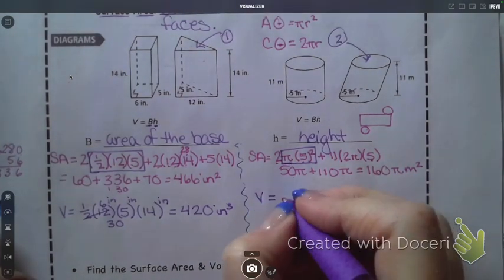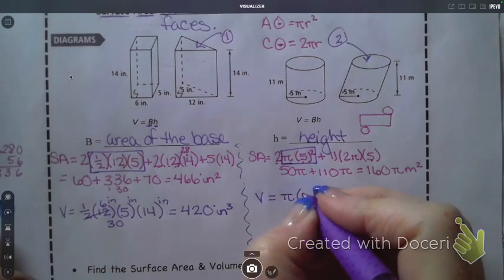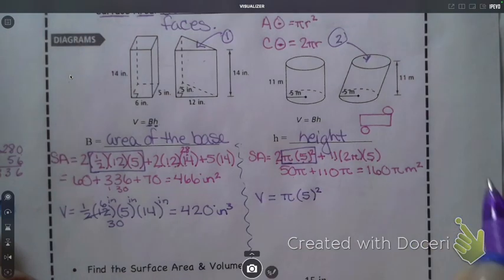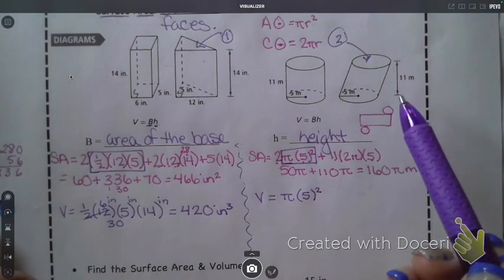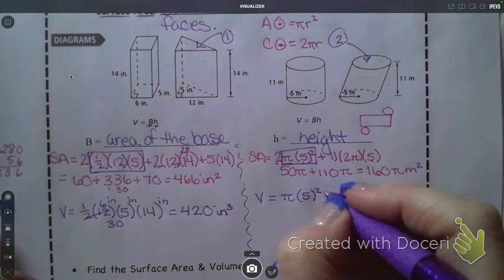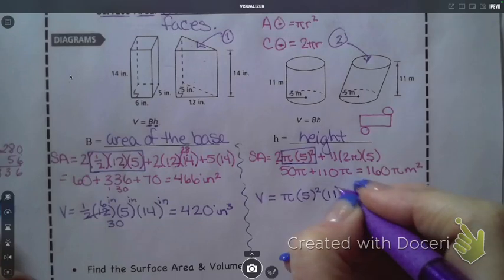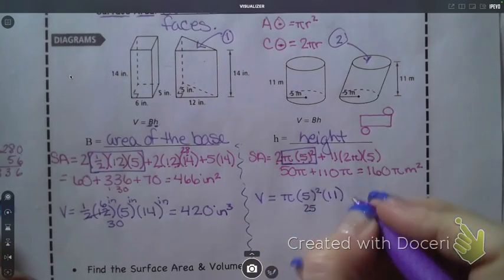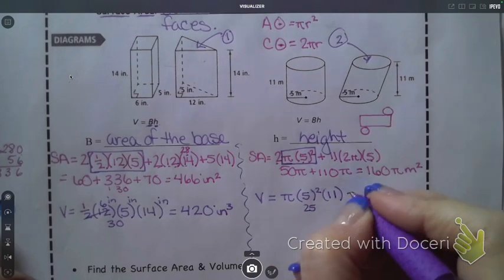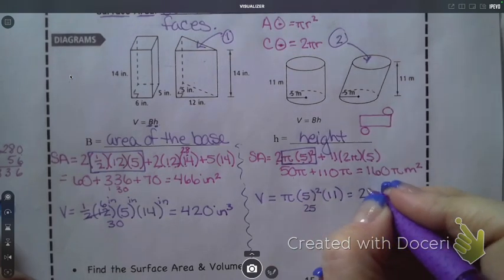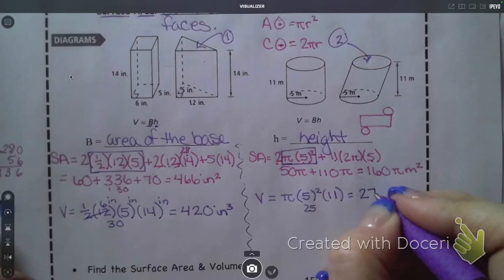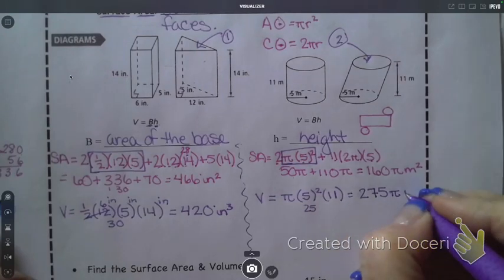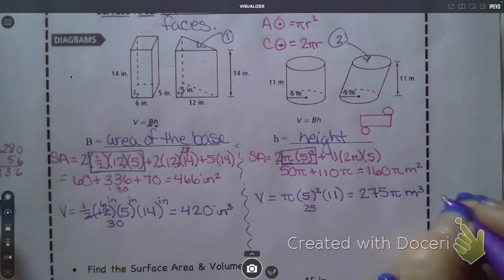So we have pi r squared times the height. What's the height? 11. So 25 times 11 is 275 pi meters cubed. Okay, how did I know that quick?